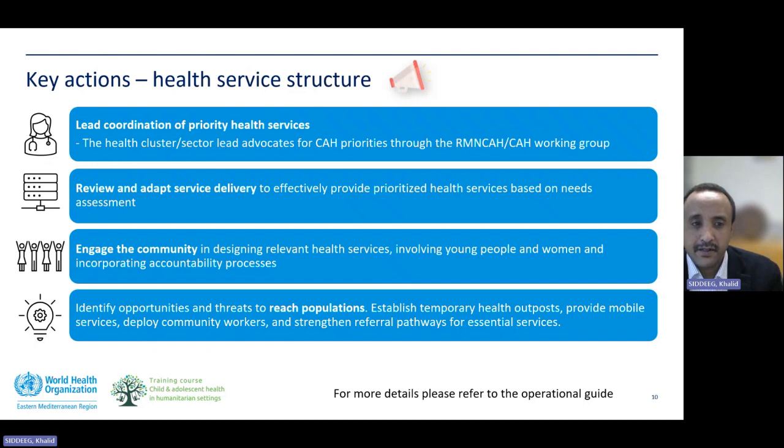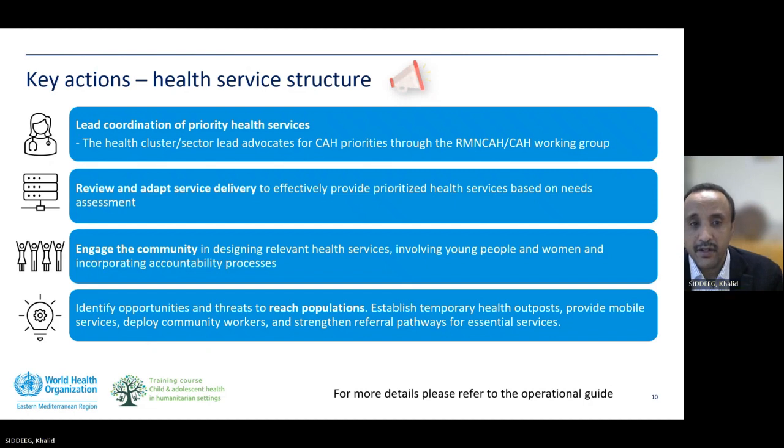And these are just examples of proposed actions. And as we always say, please, based on your context, you can come up also with your own actions to be implemented. We are just guiding you and giving some recommendations. Coordination is an essential step that we need to start with.